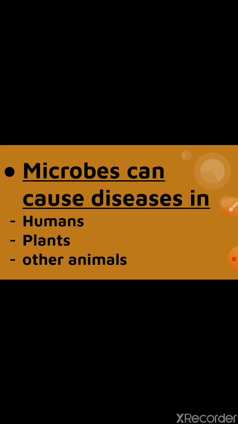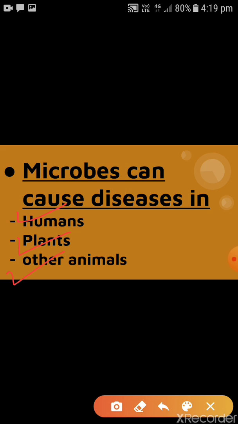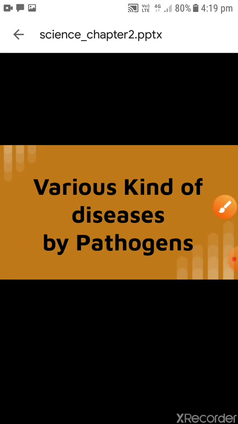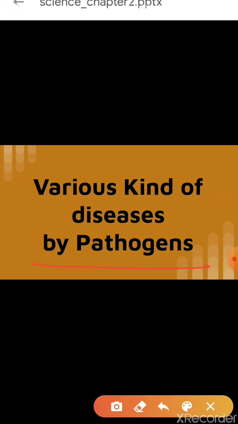Pathogens can also attack plants and animals as well. Microbes can cause disease. Microorganisms have the capability of causing disease in the human body, in plants and other animals. All are living organisms. So microbes have the capability to cause disease, all of them. Now, various kinds of disease by pathogens. We are going to discuss how microbes can cause disease in human beings. So we have a list of diseases which are caused by these pathogens to human beings.